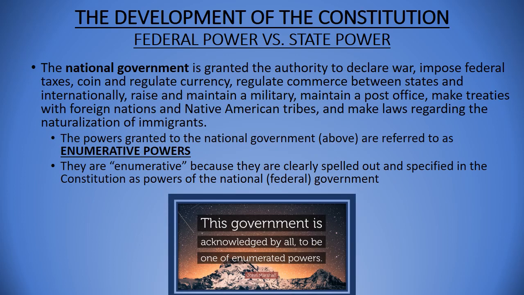So there are some things listed in our Constitution that we call the enumerated powers. These are powers of the national government, and they are only powers of the national government. State governments cannot do these things. For instance, the national government has the authority to declare war, impose federal taxes, coin and regulate currency, regulate commerce between states and internationally, raise and maintain a military, maintain a post office, make treaties with foreign nations and Native American tribes, and make laws regarding naturalization.